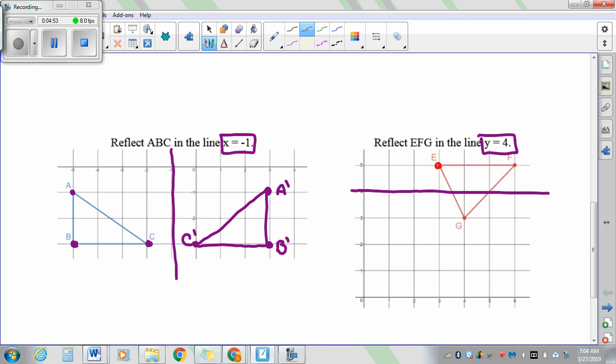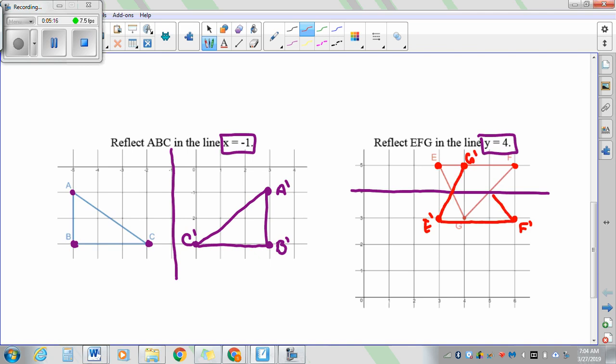Let's take E. I notice that E is 1 above the line, so E prime will be 1 below the line. F is also one above the line, so F prime will be one below the line. G is one below the line, so the opposite would be one above the line.